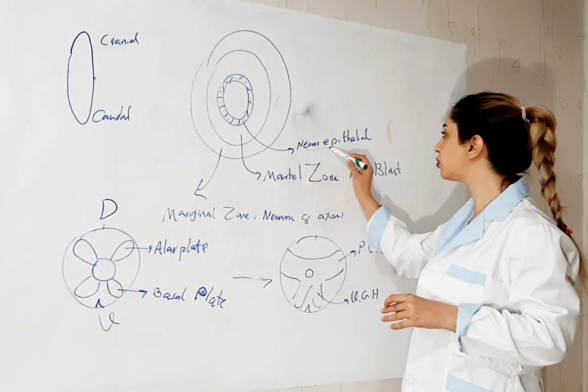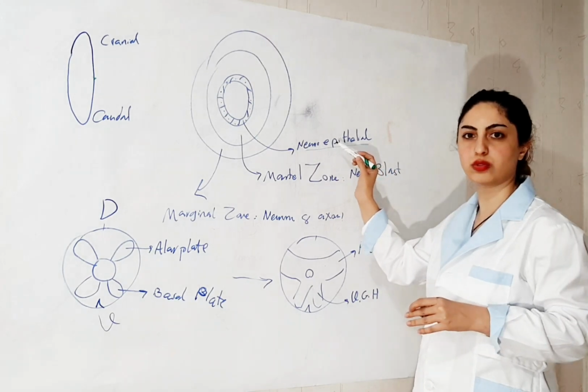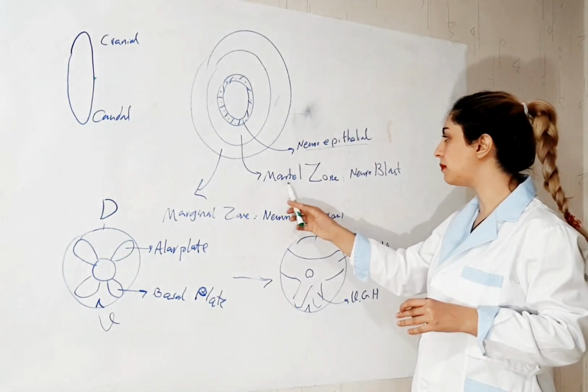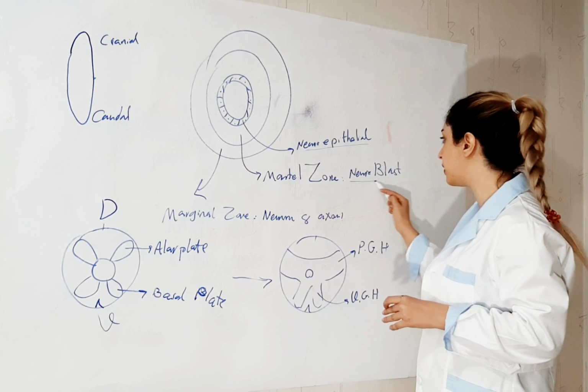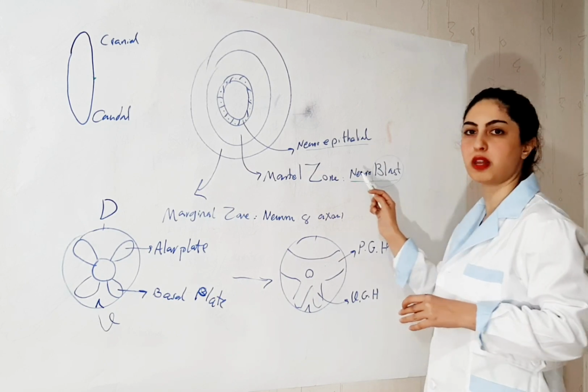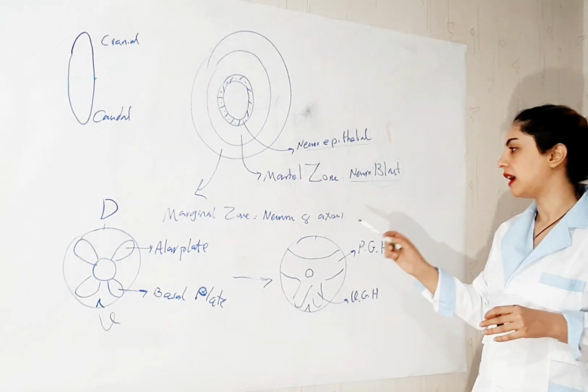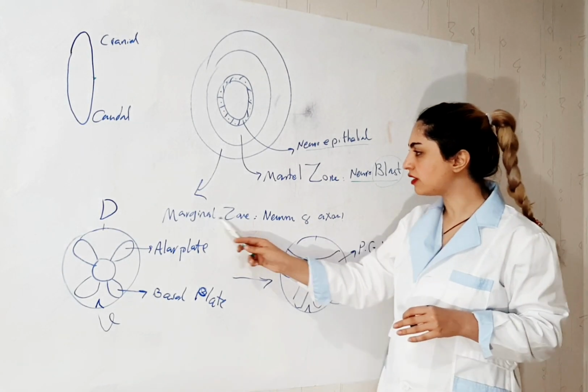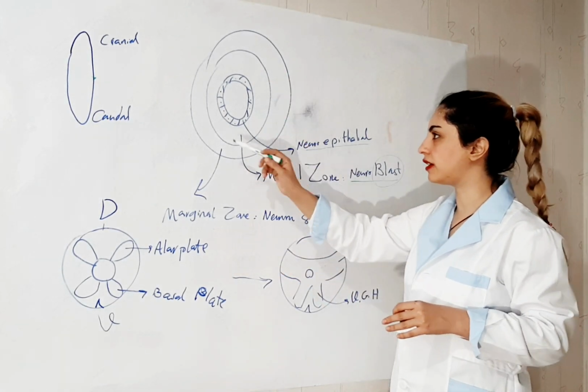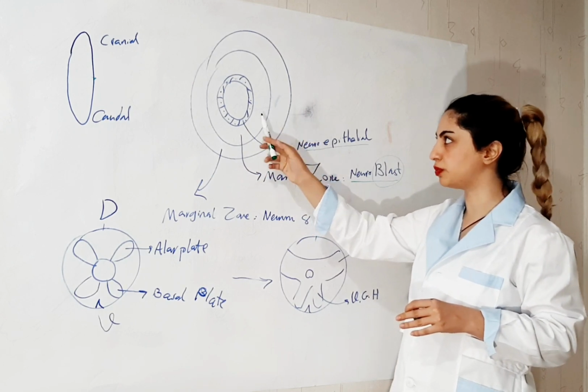We have the neuroepithelial layer, and also the mantle zone, which consists of my neuroblast cells. The blast cells are the cells which can be differentiated later. And also the marginal zone, which is the outer layer. So this is my neural tube layer.